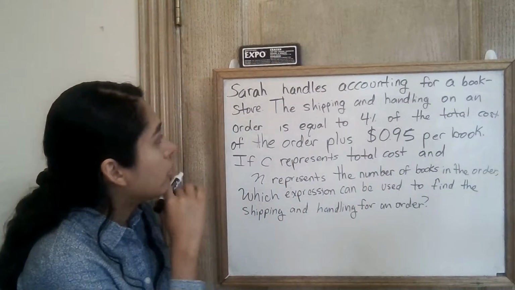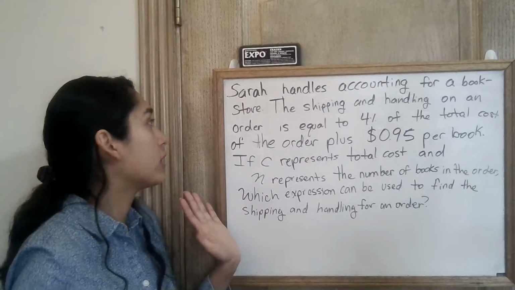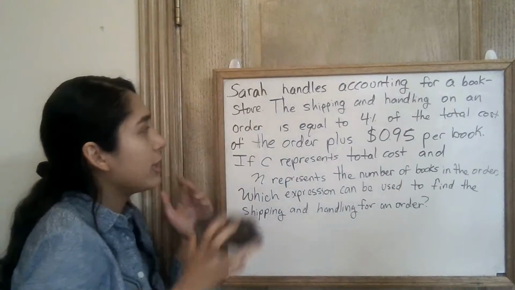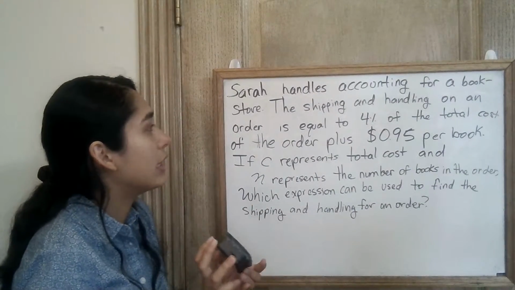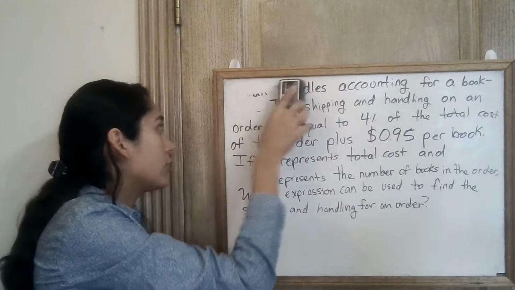So let's go ahead and simplify this. There are so many words right here. Okay, it's nice that Sarah works at accounting, and you can already tell it's a bookstore, so let's just erase that.